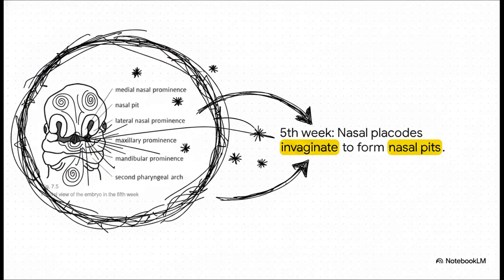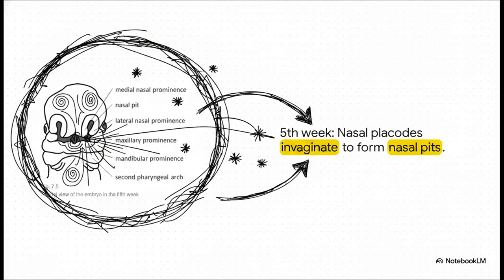By week 5, things get really dynamic. Those flat placodes undergo a process called invagination. Basically, they fold inward. They literally sink into the tissue to form what are known as nasal pits, which are surrounded by medial and lateral nasal prominences. These deepening pits, they're the primitive nasal sacs, actively carving out the hollow space that is destined to become your nasal cavity.